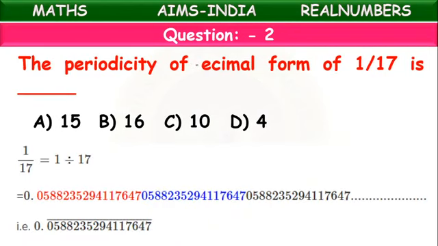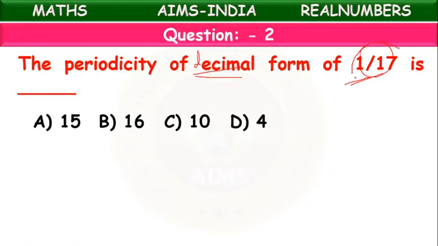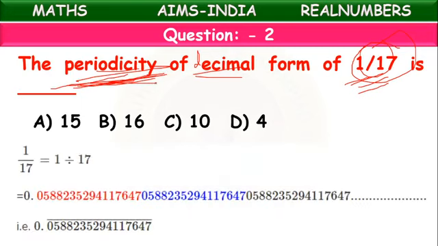The periodicity of, sorry children, D is missing here. The periodicity of decimal form of 1 by 17. They are asking periodicity, means length of the period or number of decimal places repeating. If you do the division, you can observe this total part will be repeating.